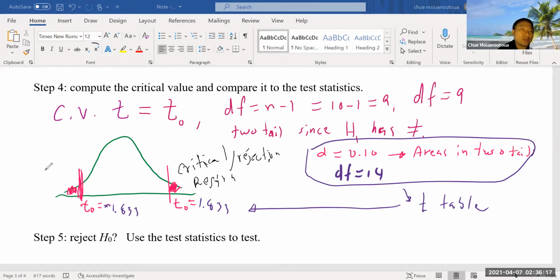If this is a right-tailed test, then only one side, right? Or a left-tailed test, then only one side. But here we have a two-tailed test, so left and right is called a critical region. Well, critical means, from the critical value, so it makes sense to call it critical region. Rejection region is because this is the part where we have to reject. Okay.